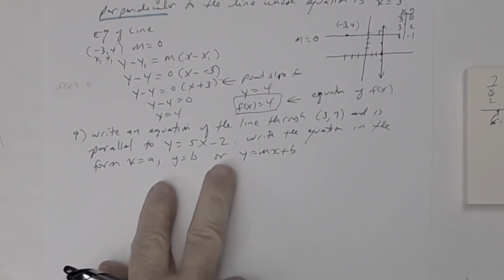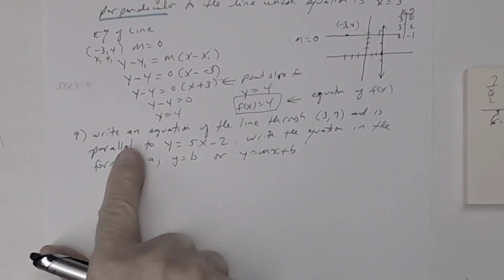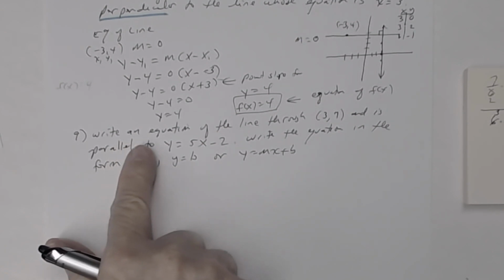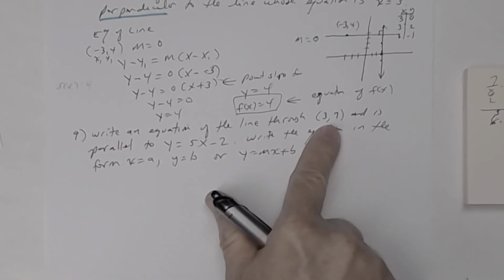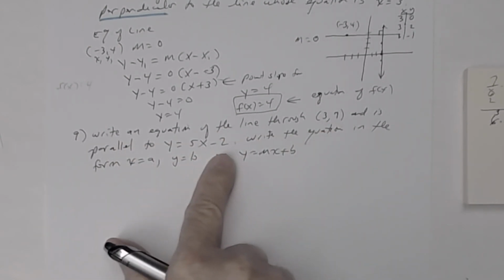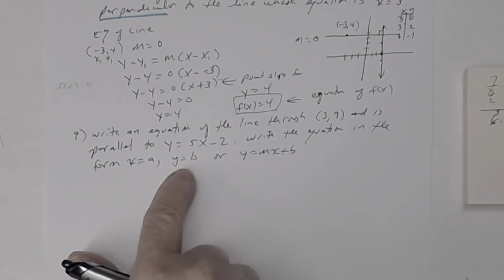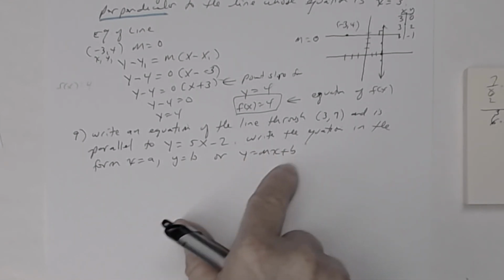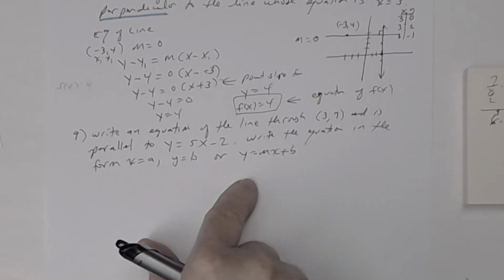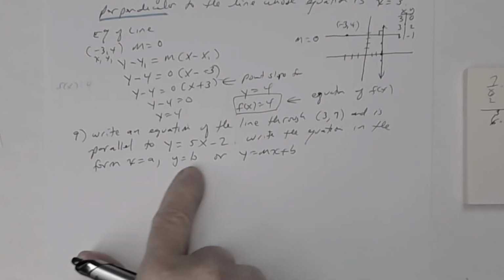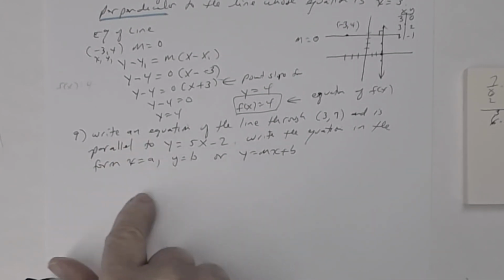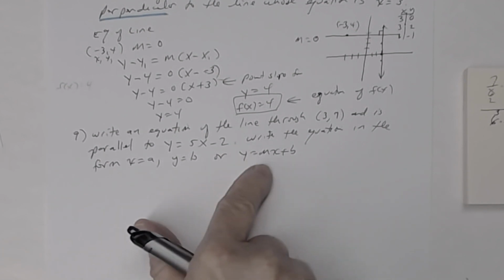Then over here, in number 9, you want to write an equation of the line through this point that is parallel to this line. You want to write the equation in one of these forms, whichever applies. It's either going to be x equals a, y equals b, or y equals mx plus b. Sometimes the directions look like this. All that means is that whenever you write the equation, it's going to look like one of these.